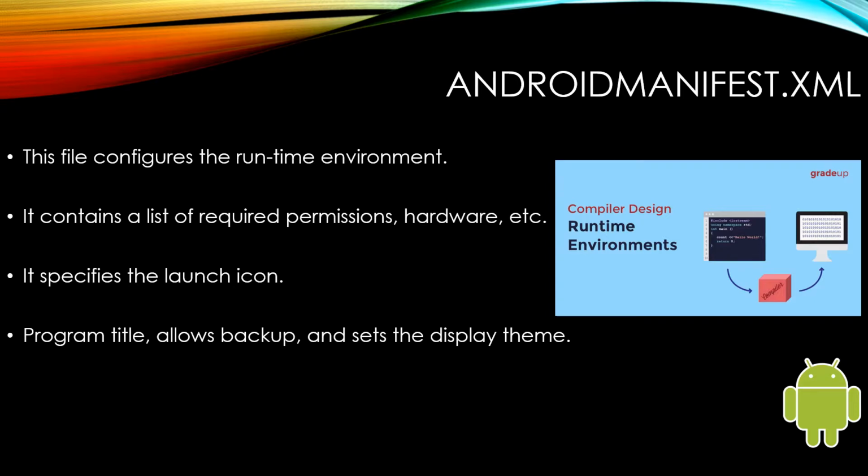The AndroidManifest.xml file is used to configure the runtime environment for the program on the Android. It contains a list of required permissions, hardware, and other various lists. It specifies the launch icon, the program title, allows backup, and sets the display theme. Importantly, for this program, it is also used to disable null NFC transfers and the screen orientation from changing.